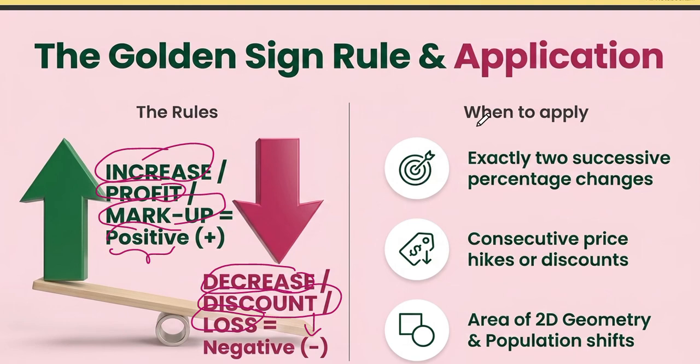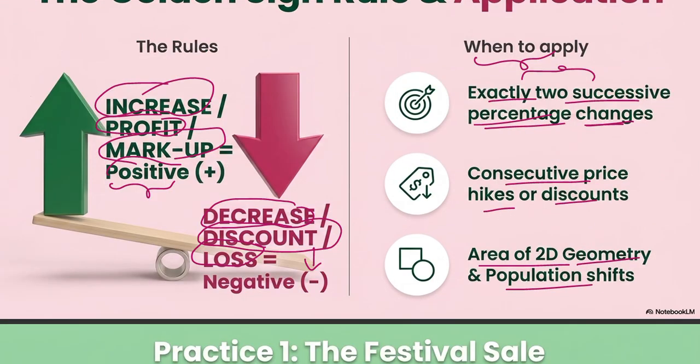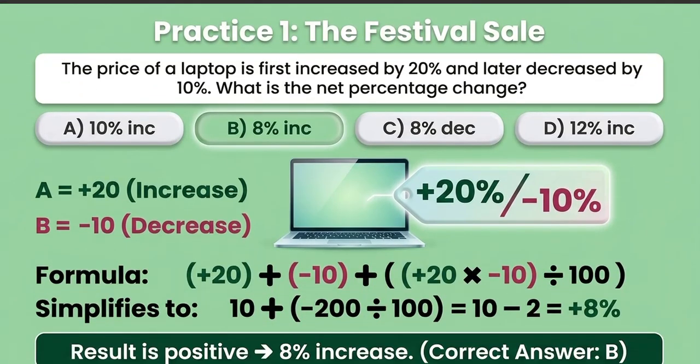So we can apply this short trick formula only when exactly two successive percentage changes are given. Otherwise, for consecutive price hikes or discounts, or area of 2D geometry, or population shifts, whenever exactly two successive percentage changes are there, we can use this trick. So let's start with the questions.